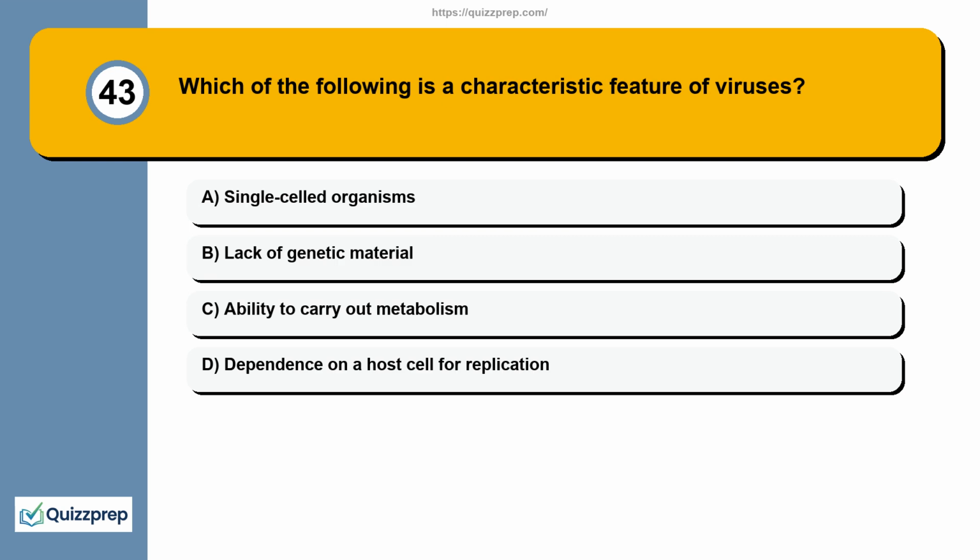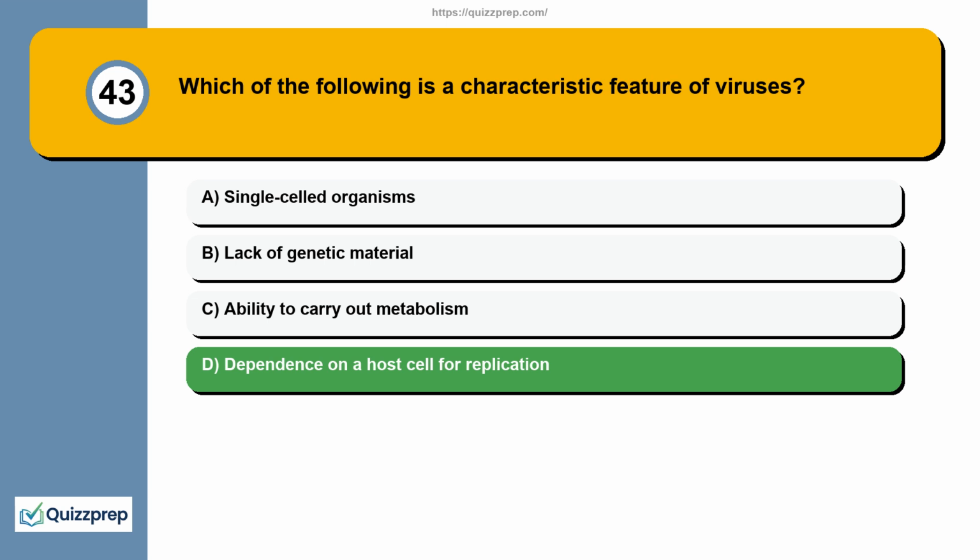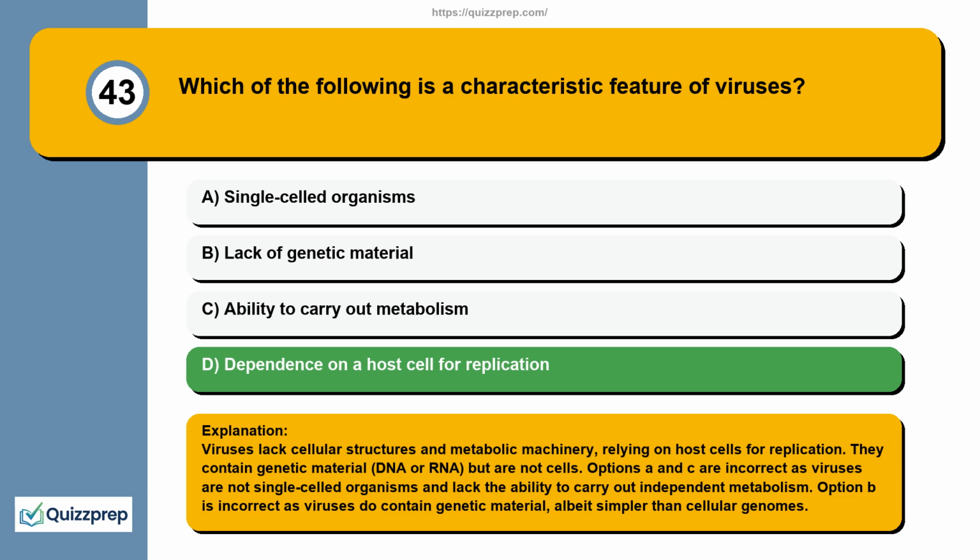Question 43. Which of the following is a characteristic feature of viruses? Single-celled organisms, lack of genetic material, ability to carry out metabolism, dependence on a host cell for replication. Viruses lack cellular structures and metabolic machinery, relying on host cells for replication. They contain genetic material, DNA or RNA, but are not cells. Options A and C are incorrect as viruses are not single-celled organisms and lack the ability to carry out independent metabolism. Option B is incorrect as viruses do contain genetic material, albeit simpler than cellular genomes.